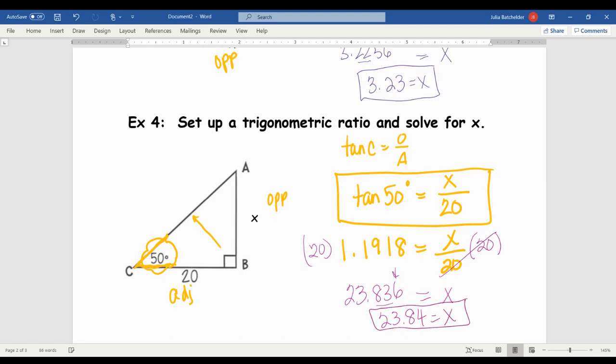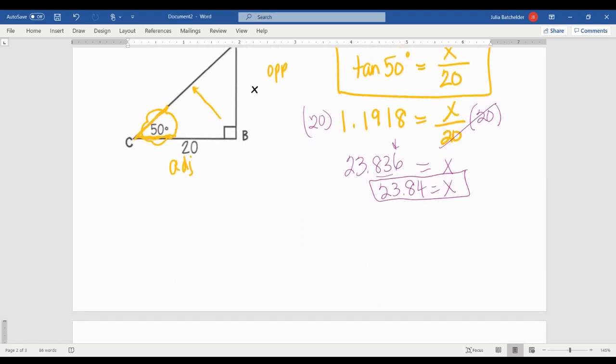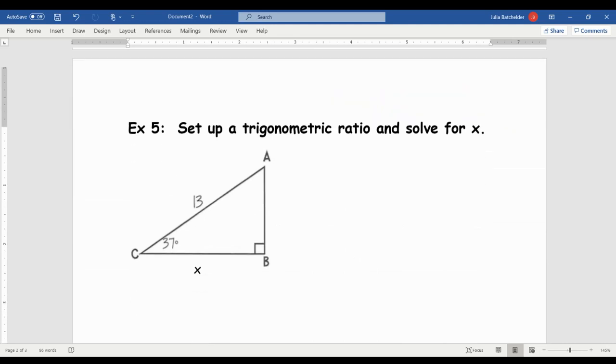I don't have the hypotenuse this time, so I can't tell if that's a smaller number than the hypotenuse. And I'm going to just keep going. So I'm going to do one more of these with you.